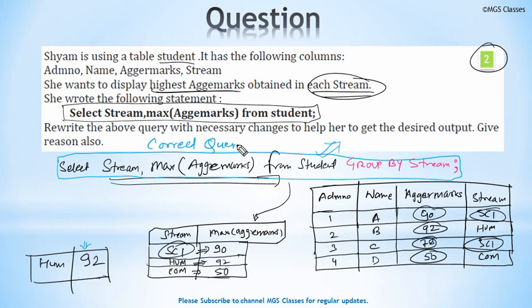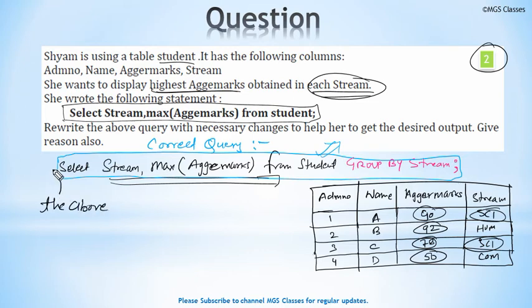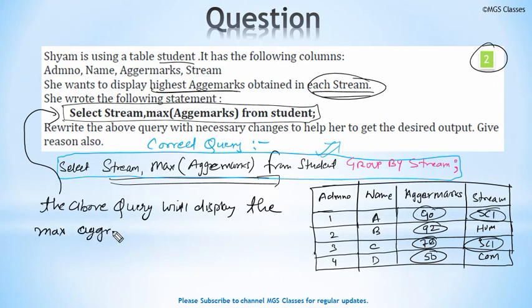And what is the reason? You can write down the reason for not giving the correct output as this. I am just writing the reason. The above query, meaning this query, will display the maximum aggregate marks of the column.